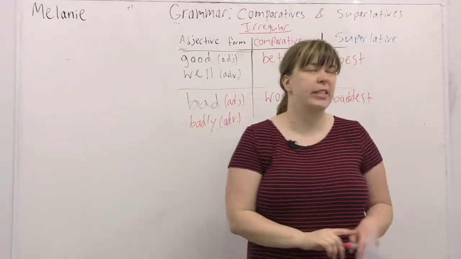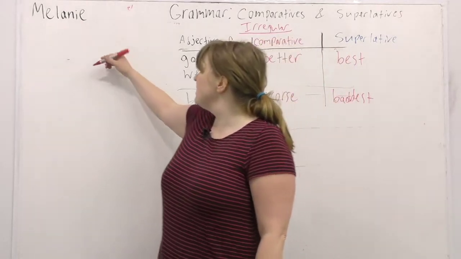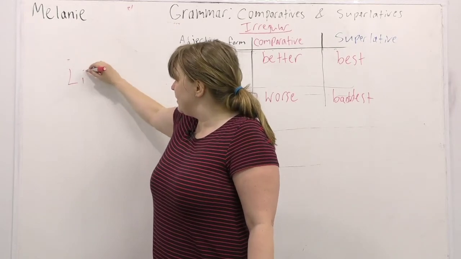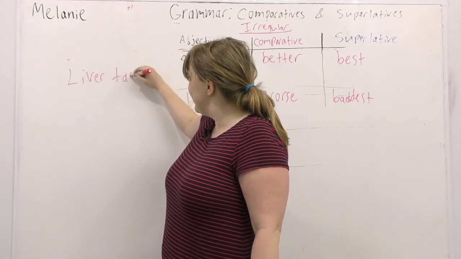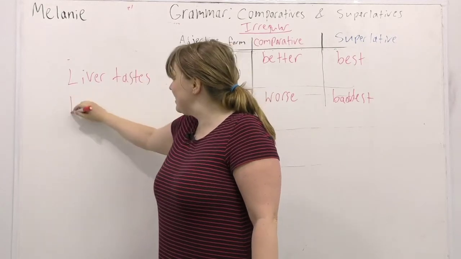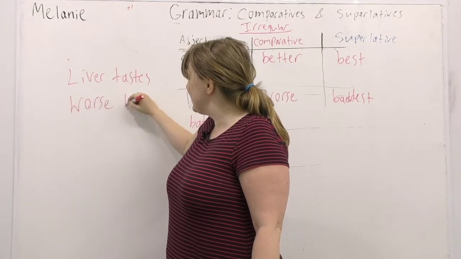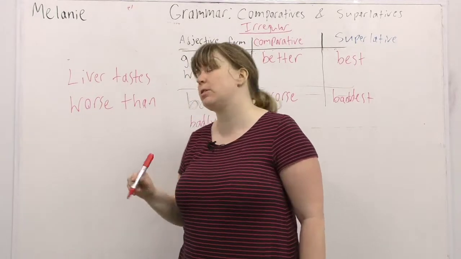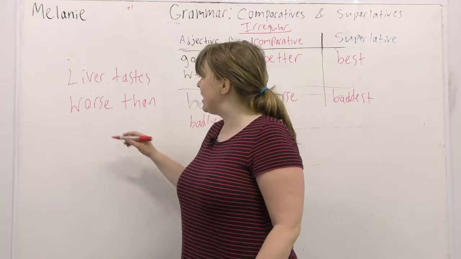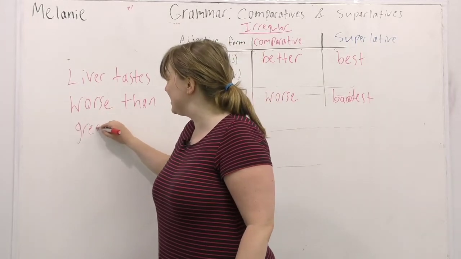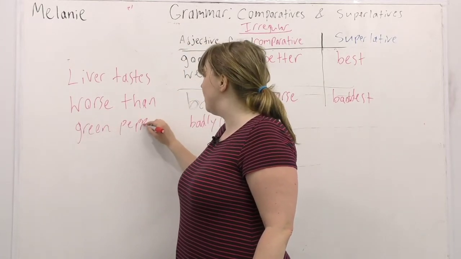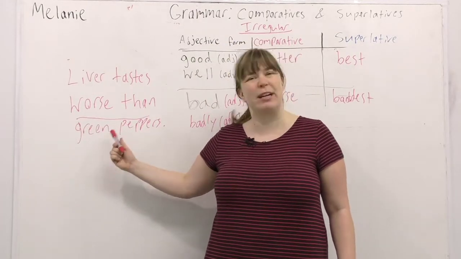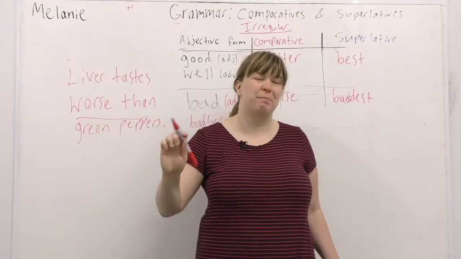Okay, let's think of a good example. Let's see. I think liver tastes worse than, oh, what's something else that's kind of gross? I think liver tastes worse than green peppers. I don't like green peppers that much, but I would eat 10 pounds of green peppers any day over liver.